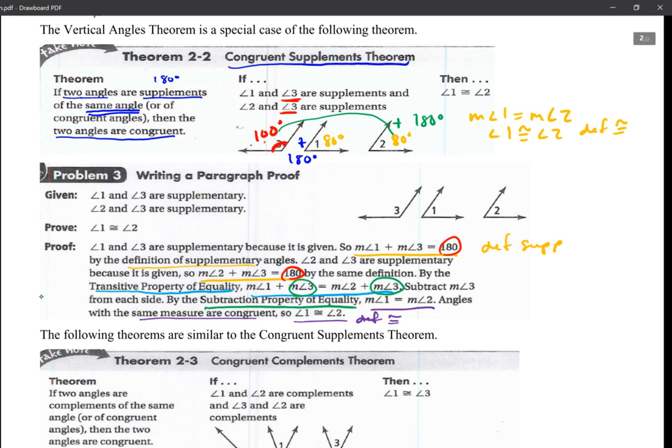So let's look back at our theorem here. If two angles are supplements of the same angle, so the same angle is angle 3 here, and our supplements are angle 1 and 2. So the requirement is angle 1 is a supplement of angle 3 and angle 2 is a supplement of angle 3. Then my two angles are congruent. And it's pretty obvious once you look at it, okay, but it's actually a fairly useful theorem. So it's something you might want to remember.